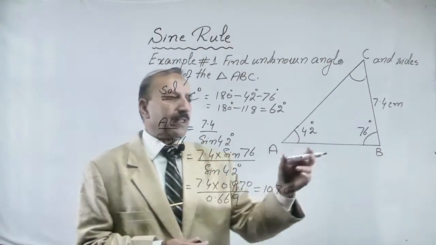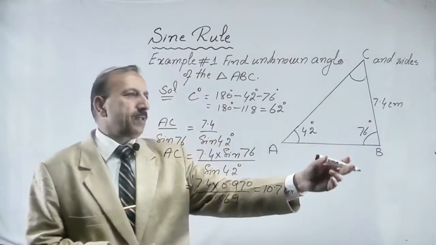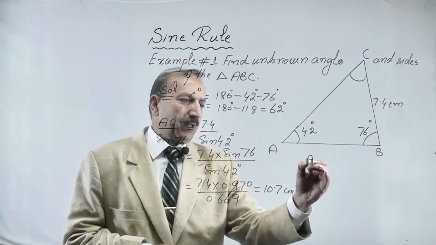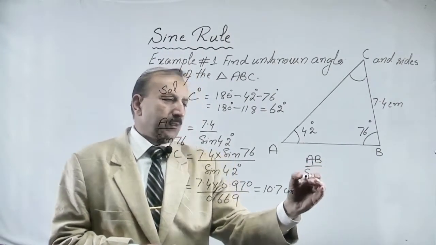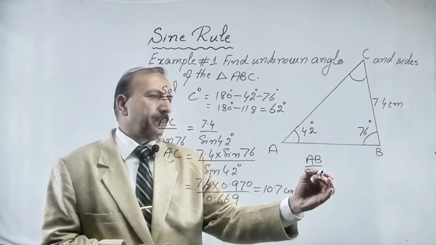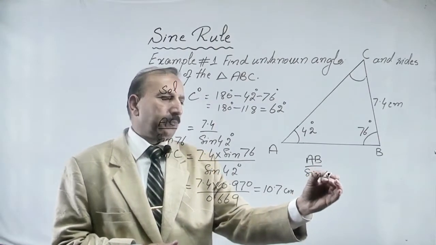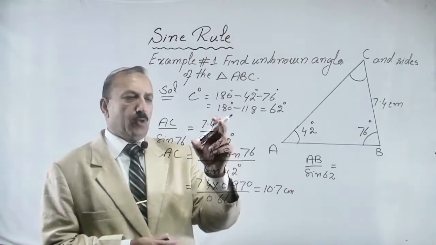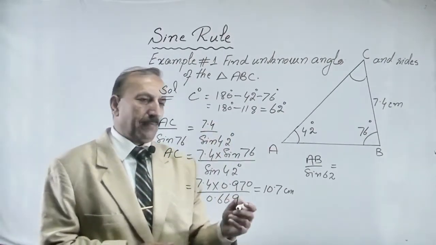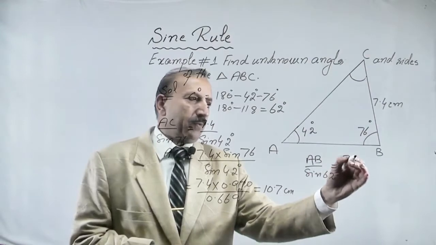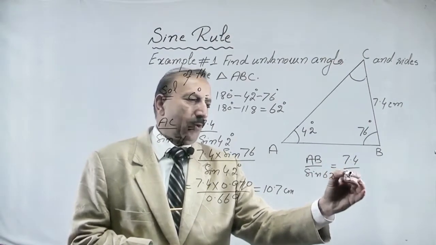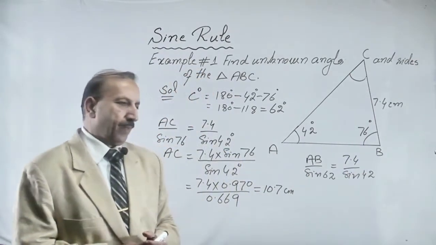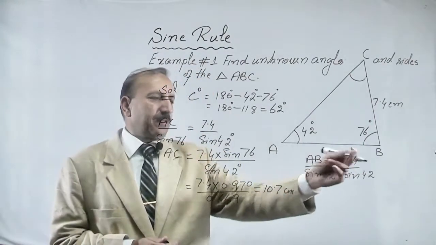Similarly, we can find the side AB as well, because its angle is now known. We write the fraction for AB: side AB over sine of angle 62 is equal to the same fraction that helped us in the previous part, so this will be 7.4 over sine of 42. So again we will cross multiply this value.